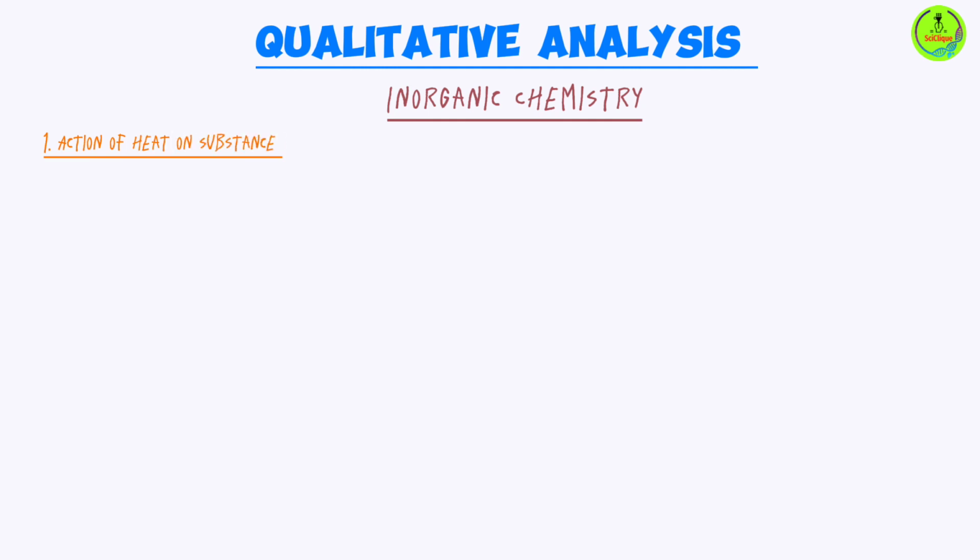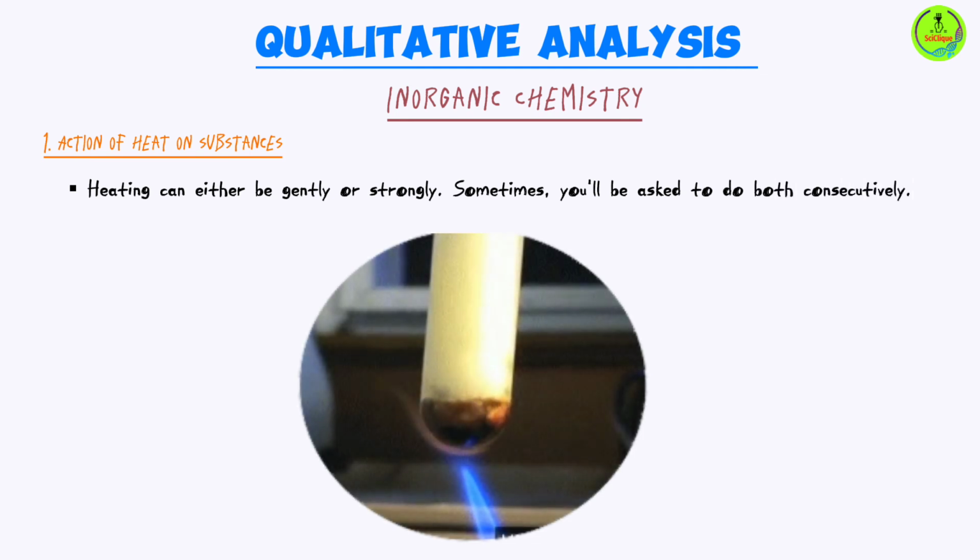So number 1, heating. When substances are heated, either gently or strongly, in most cases, they undergo changes. Some melt, others sublime, others lose water of crystallization. You're supposed to observe carefully the type of change that occurs.